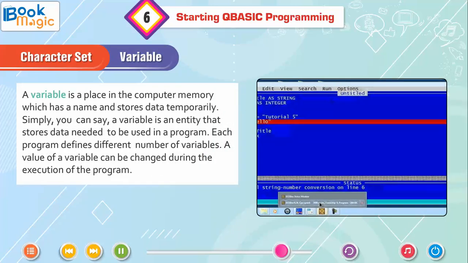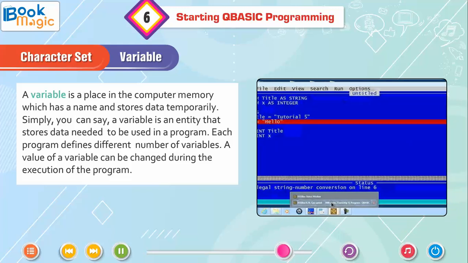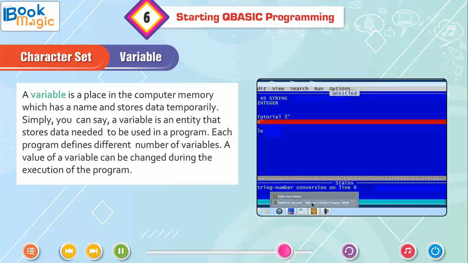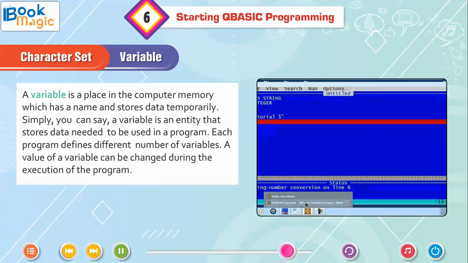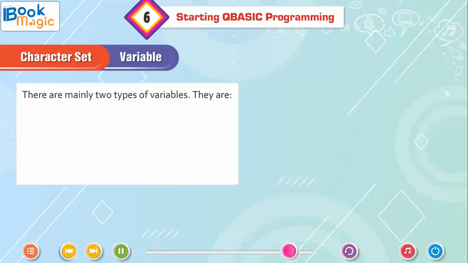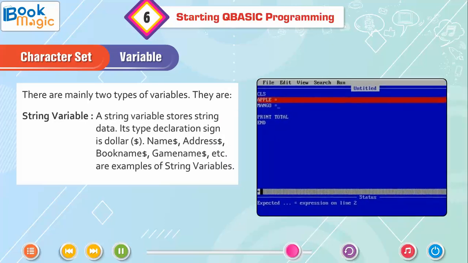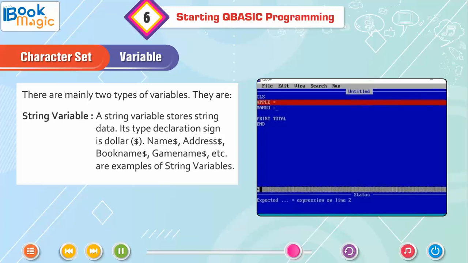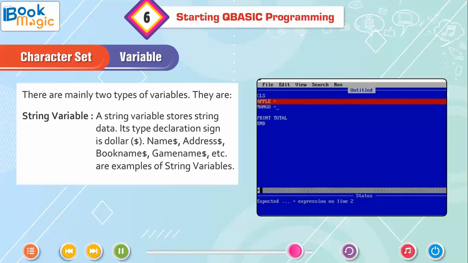Variable. A variable is a place in the computer memory which has a name and stores data temporarily. Simply, you can say a variable is an entity that stores data needed to be used in a program. Each program defines different number of variables. A value of a variable can be changed during the execution of the program. There are mainly two types of variables. They are string variable. A string variable stores string data. Its type declaration sign is $: name$, address$, book name$, game name$, etc.